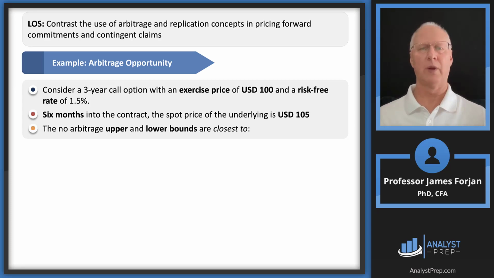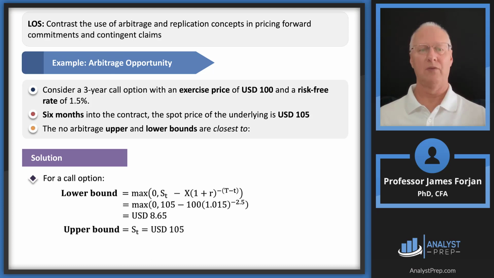Let's go ahead and do just a quick example, and this will make perfect sense. So 3-year call option, exercise price of 100, risk-free rate 1.5. 6 months into the contract, spot price is 105. So we have the right to buy at 100, and while the stock is trading on the New York Stock Exchange for 105. So what are these upper and lower bounds? Well, the upper bound, that's super easy, right? That's just the stock price, 105.